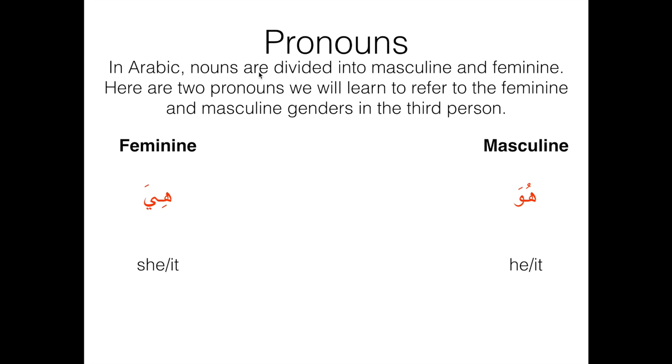These are pronouns in Arabic. In Arabic, nouns are divided into masculine and feminine. Here are two pronouns we will learn to refer to the feminine and masculine genders in the third person. So we have huwa, which can refer to he and it. Each noun has a gender. Not physical gender obviously, but it is represented as a gender, as in many languages that have masculine and feminine genders. So here huwa represents he and it. Hiya represents she and it.